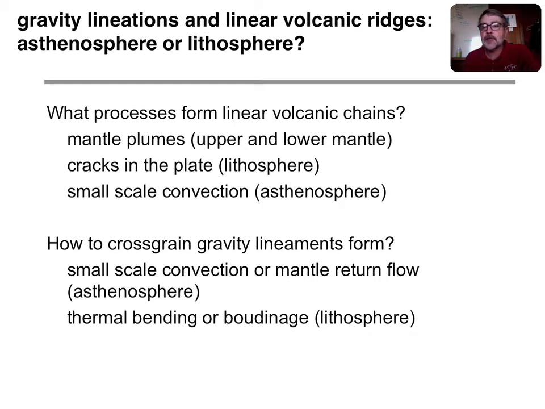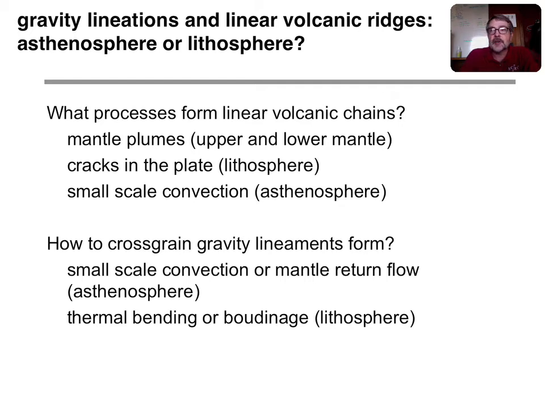So here's the topic: gravity lineations and linear volcanic ridges. Do they originate in the asthenosphere, the fluid-like layer below the lithosphere, or are they simply lithospheric things, cracks in the plate where the magma escapes? First I'll talk about linear volcanic chains in general and how they form. There are three hypotheses being floated around now. The original one is the mantle plumes.